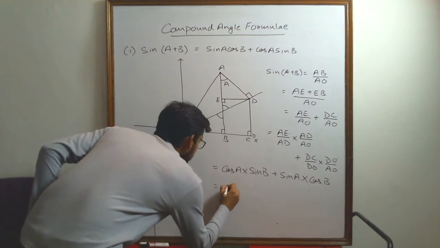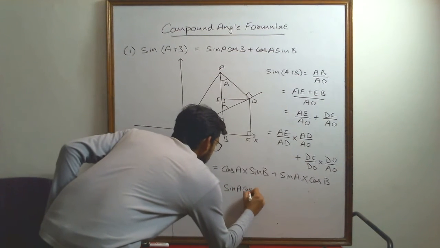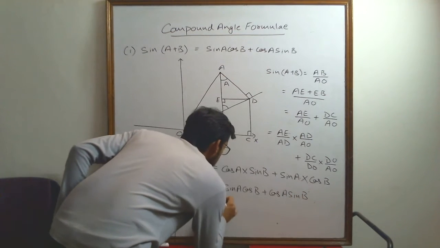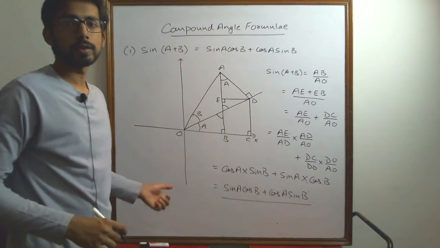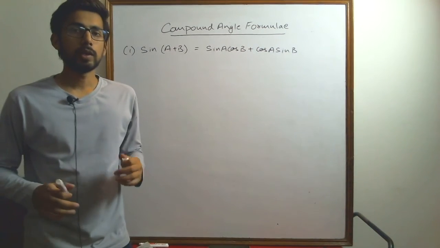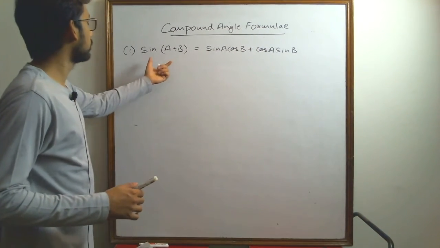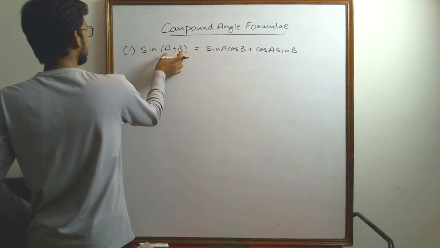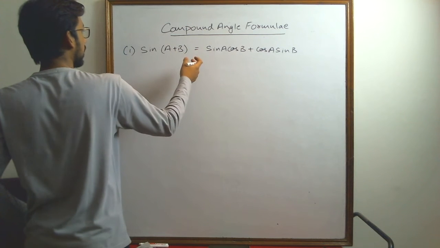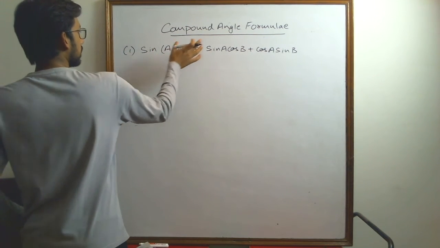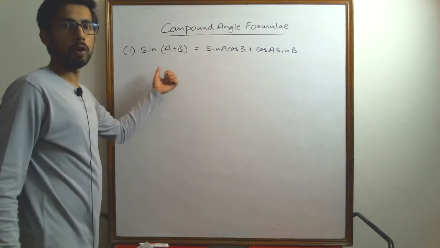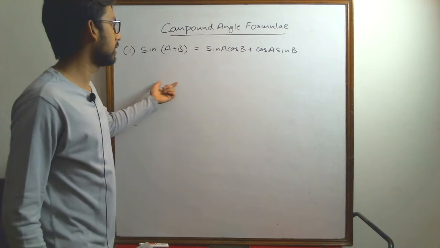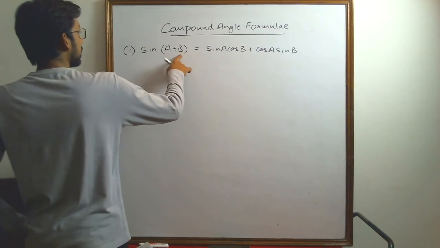This is written as sine A cos B plus cos A sine B, which gives us the compound angle formula for sine A plus B. Alright, so we got the formula for sine A plus B. Now we notice that we haven't specified the angles A and B, and there is no restriction here. So A and B can be any angle, and this equation is valid for all values of A and B. That means it becomes an identity. Alright, it is an identity which is valid for any angle A and B.